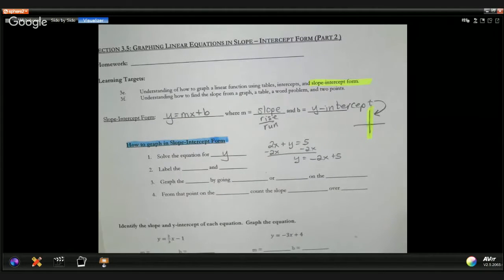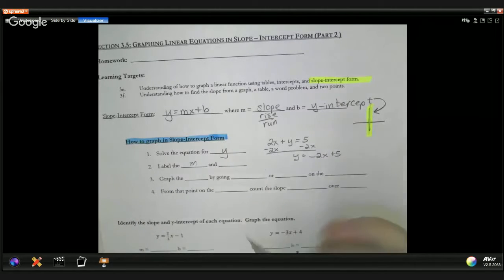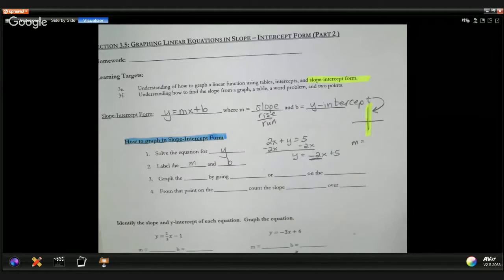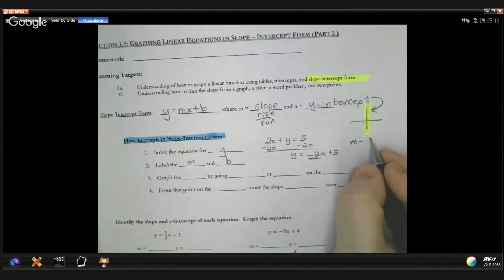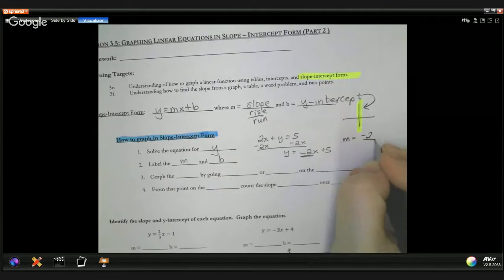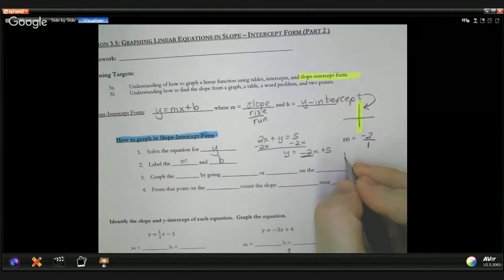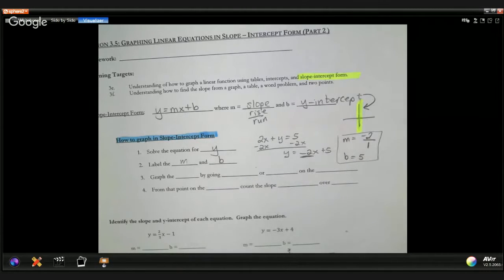The next thing you want to do is label your m and your b. So for this problem, and for all problems, your m is what's attached to your x, and so my m is -2. But remember, slope is a fraction, so I'm going to go ahead and make that a fraction right now by putting -2 over 1. And then my b is the constant, the number, which is 5. And so there's my m and my b for that problem.